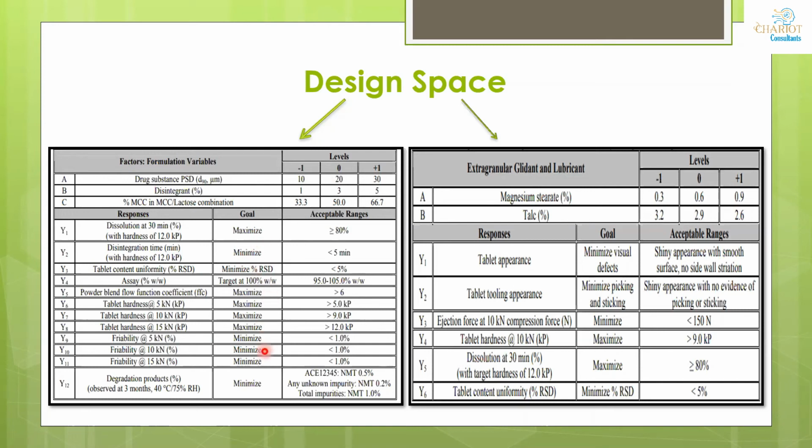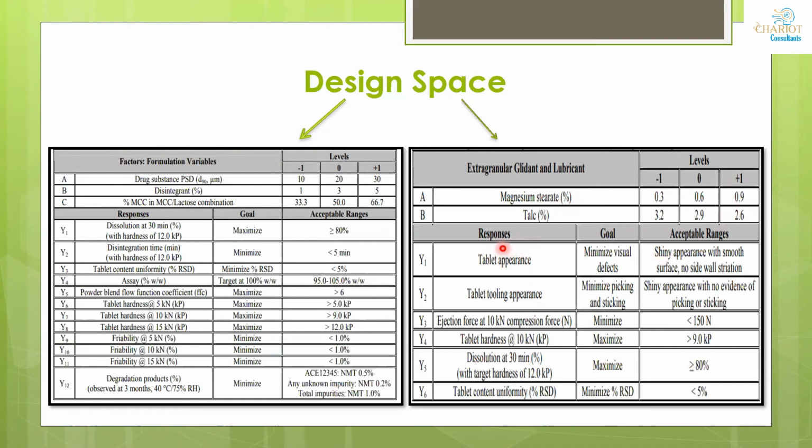Based on the responses that you are getting and based on your goals, you will be able to identify which particle size will be better, which disintegrant will be better, which ratio of MCC lactose is going to be better. So all this you have to put in the software. Similarly, in the case of glidants and lubricants, your magnesium stearate concentration and your talc concentration, you will evaluate two factors at three levels. So earlier it was three factors and three levels; here it is two factors and three levels.